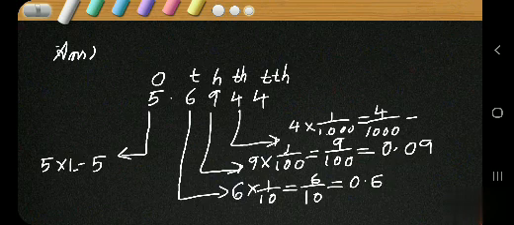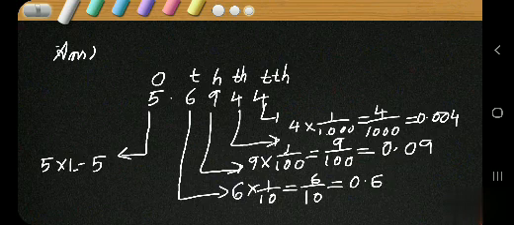In the answer of 4 by 1000, how many decimal places would be there? Yes, in 1000, there are 3 zeros. So, 3 decimal places should be there in the answer. 4 only is given, so for the rest of the 2 places, we had to put 0. So, 1, 2, point. This is the answer. Instead of 4 by 1000, we can write 0.004. So, 0.004 is the place value of what? Yes, place value of first 4.